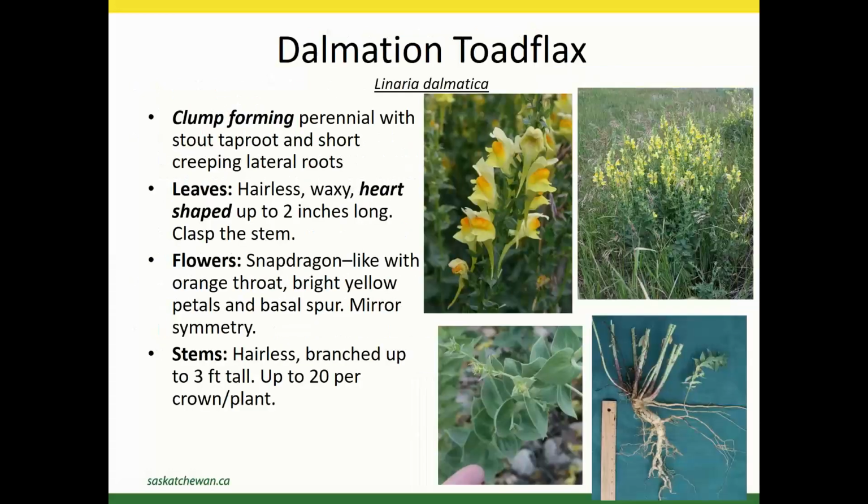And then the last one for the prohibited weeds is Dalmatian toadflax. And Dalmatian toadflax is a clump-forming perennial. It has a really stout taproot, as you can see in the bottom corner there. That plant had a root about an inch in diameter right there at the base of the plant. And then it also produces short creeping roots that allow it to spread out from that original plant.